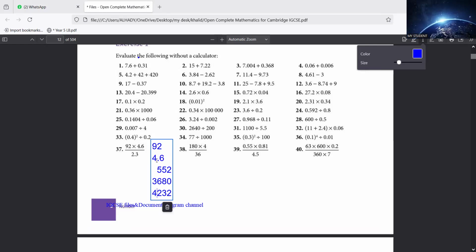We have one digit after the decimal point. So we put the decimal point after only one digit, and we put it for all our answer. And that will be the best way.